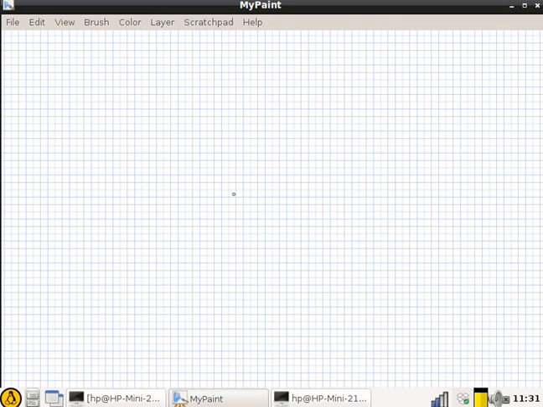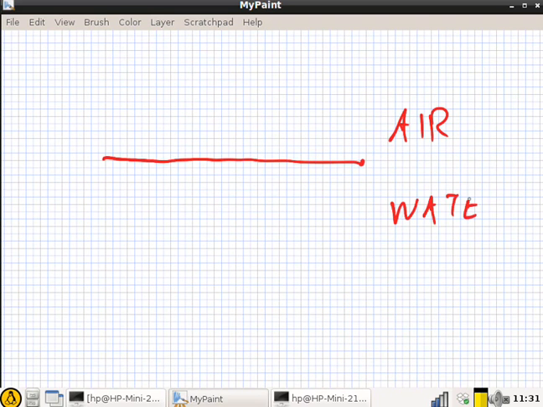Okay, so I'll draw it for you. In this one here, you have air, and here we have water. And what is happening here is the diagram shows a large fish. So there's a big fish here. There's the fish.